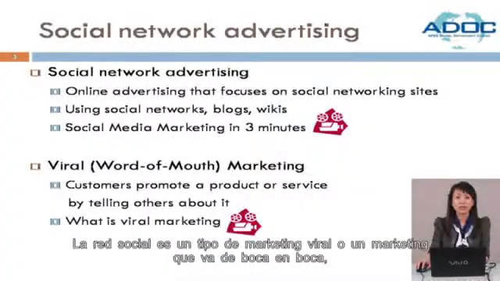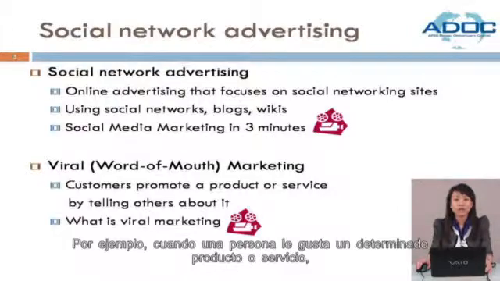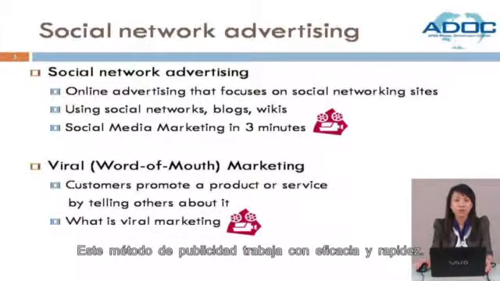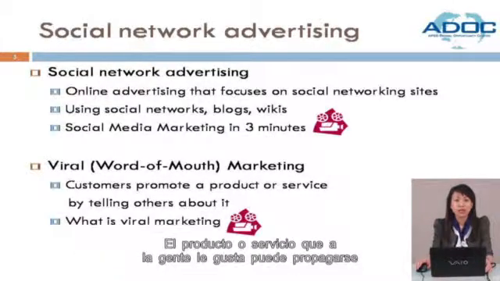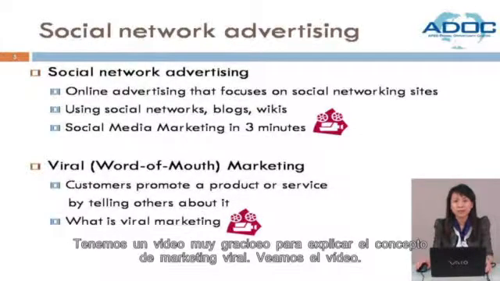The social network is a kind of viral marketing or word-of-mouth marketing, in which customers promote a product or service by telling others about it. For example, when a person likes a certain product or service, he may tell his friends or friends' friends. Such an advertising method works effectively and rapidly. The product or service that people like can spread very quickly to millions of people at a minimum cost to companies. There is a funny video to explain the concept of viral marketing. Let's watch the video.